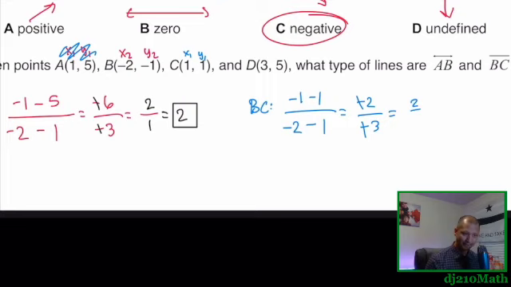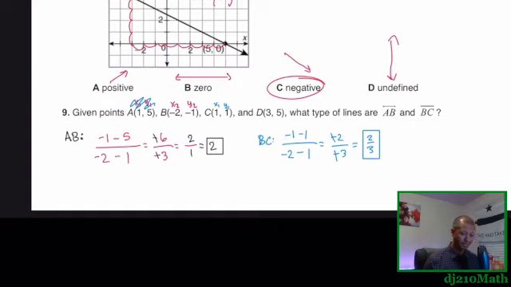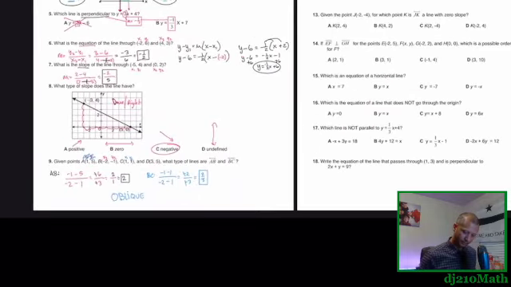So now we compare 2 to 2/3. They're not the same. They're not opposite reciprocals. They're neither, right? And the word we have for this is oblique. When they're not parallel and they're not perpendicular, they're oblique. That's everything in between. All right, next page.